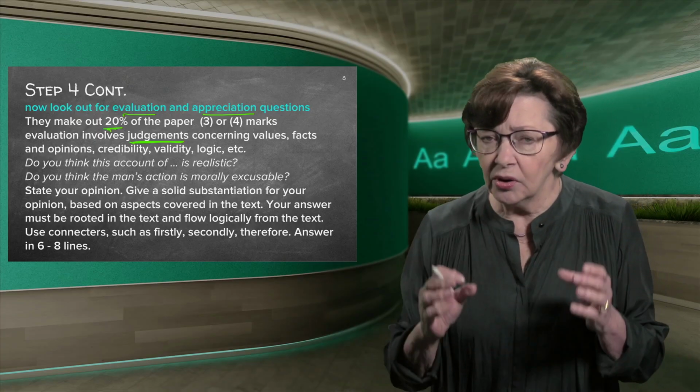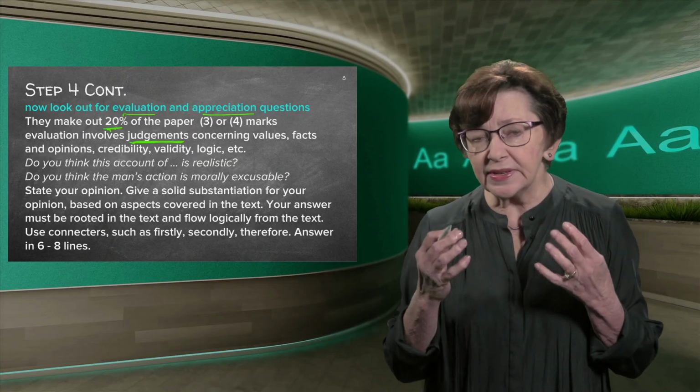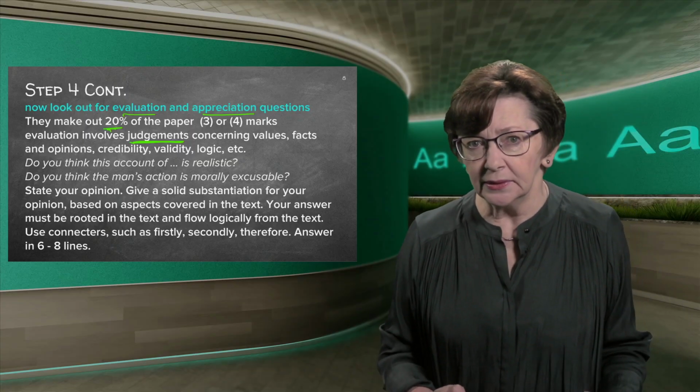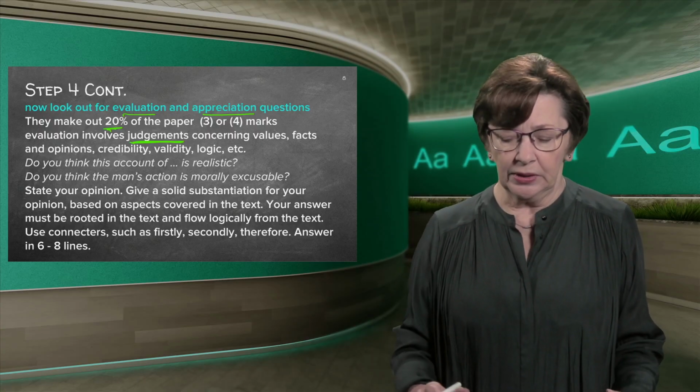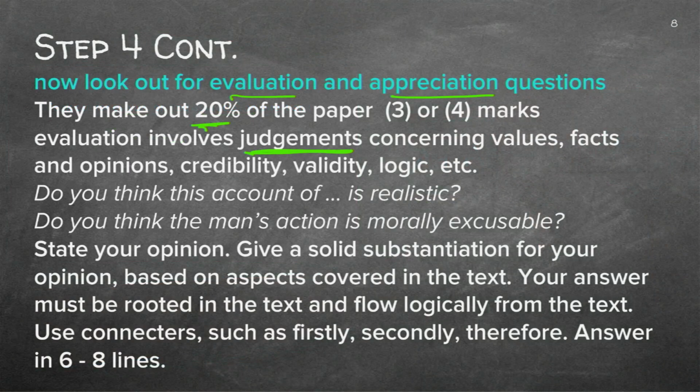You must now know that you must form an opinion and be conscious of that, right? So form a judgment concerning values, facts, opinions, credibility, validity. We've spoken about that. Do you think this account of whatever is realistic? Do you think the man's action is morally excusable? Look at the words and ask yourself whether it requires a judgment from you.